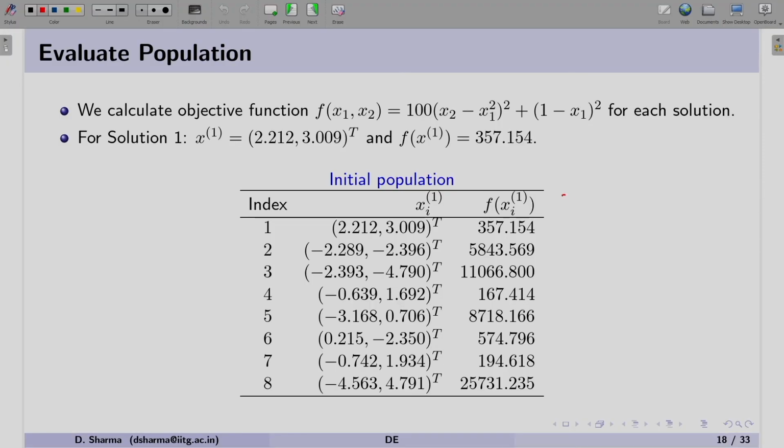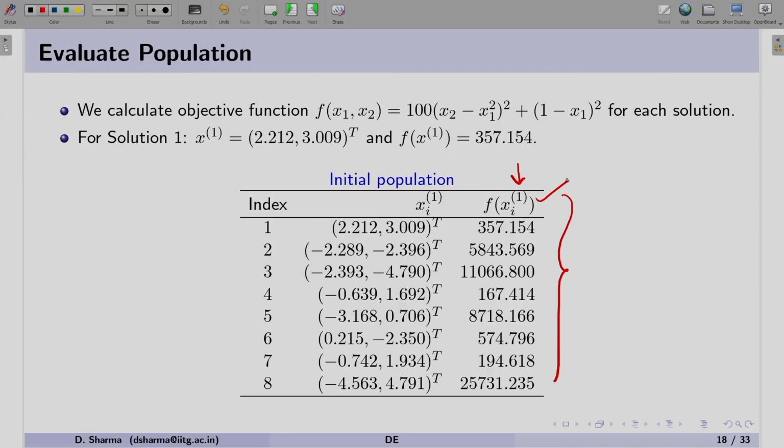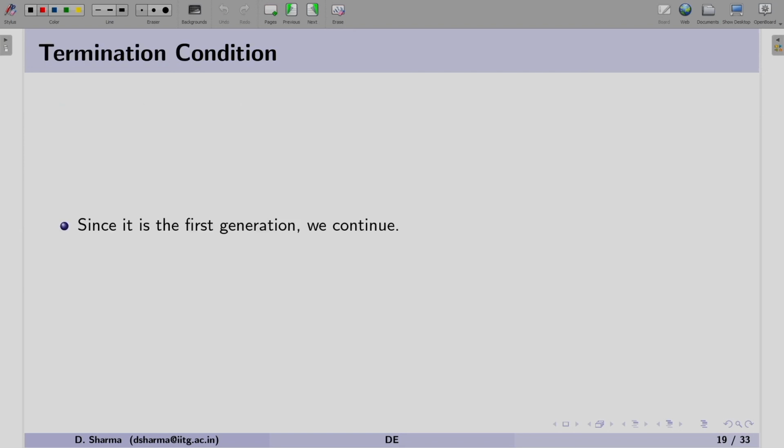As can be seen in this particular table, the third column represents the fitness, or the function value, of all the vectors. Here we are assuming that the fitness function is the same as the objective function value. So, we are considering the function value as our fitness in this particular example. Now we are in the standard loop of the number of generations. Since this is the first generation, we continue and move inside the loop of generations.